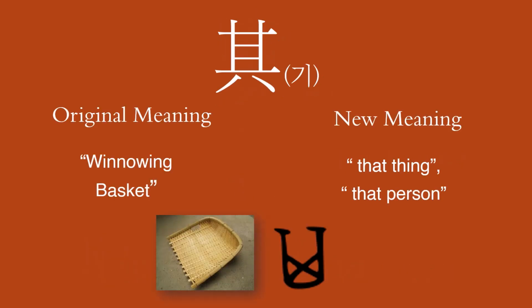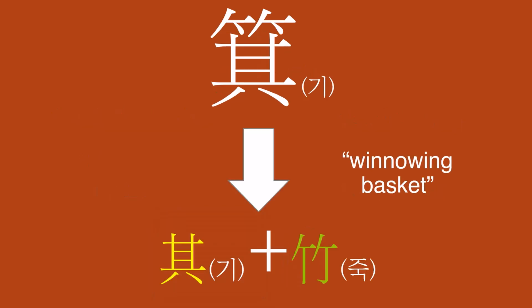Let us go back to ki. We know that it has two different meanings, but its function as a pronoun was used more frequently than its original meaning. So, its original meaning faded away. The original meaning came back to life with this character, ki. It means winnow basket and is composed of its original character, ki, plus the radical bamboo.